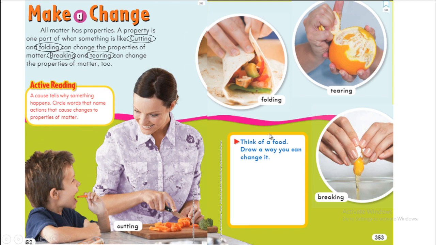Here in this box, think of a food, draw a way you can change it. For me, I thought of apples. And how can I change apples? I'm gonna cut a piece out.